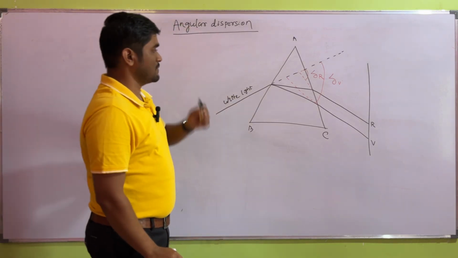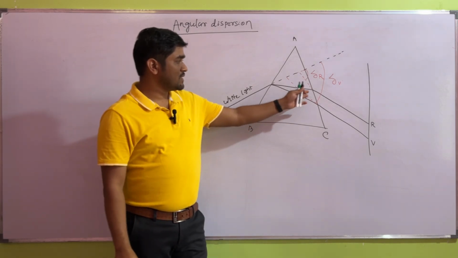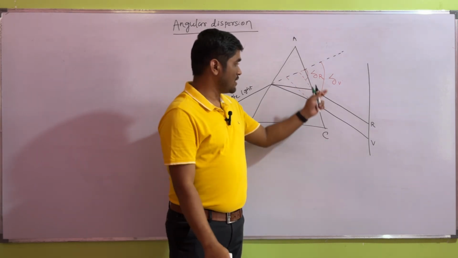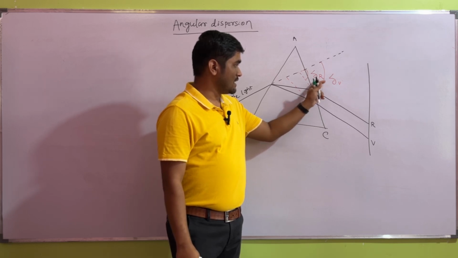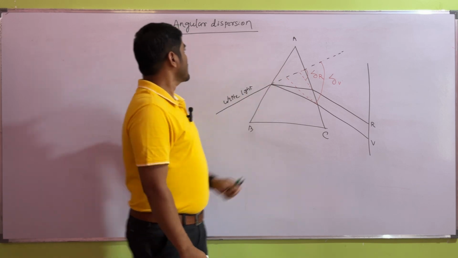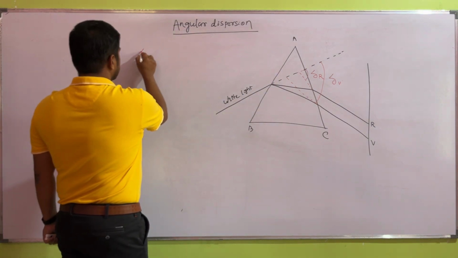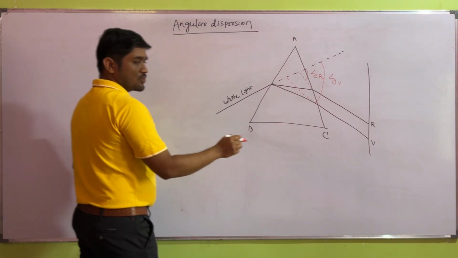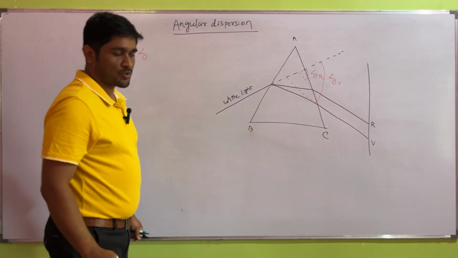So what is angular dispersion? Angular dispersion is the difference in angle of deviation for violet and red. So for the angular dispersion formula, which light deviates more? The violet deviates more.